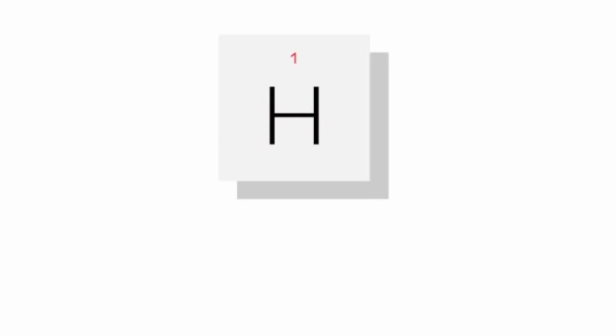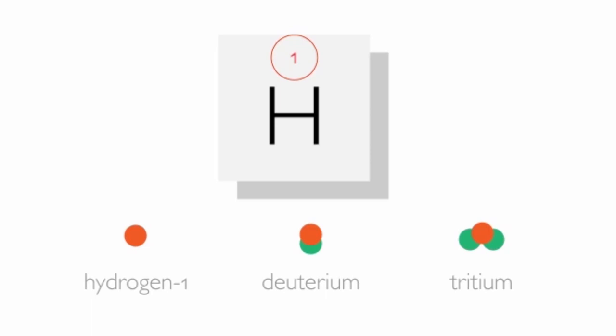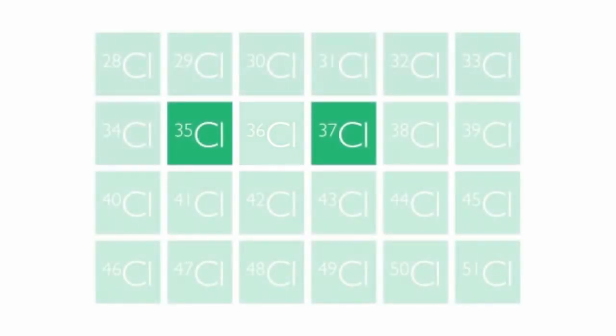Note that in each of these isotopes there is a single proton. This means that the element is unchanged, and that's the important point. It is still hydrogen and will react chemically in exactly the same way. There is often more than one stable isotope of an element. In fact, much of the world around us is made up of stable isotopes.